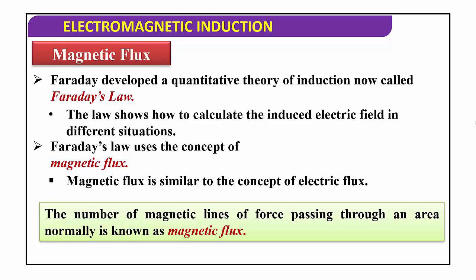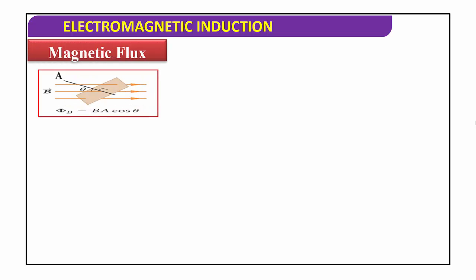Then what is electric flux? You already studied in the first chapter. The number of electric lines of force passing through an area normally. In electric flux, we considered electric field lines. In magnetic flux, we are going to consider magnetic field lines or magnetic lines of force. If these magnetic field lines are passing through the given area perpendicularly, then we call it magnetic flux. Is it clear? Yes, what is magnetic flux? The number of magnetic field lines passing through an area normally. This is called magnetic flux.